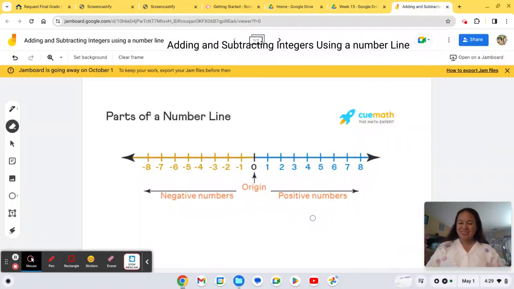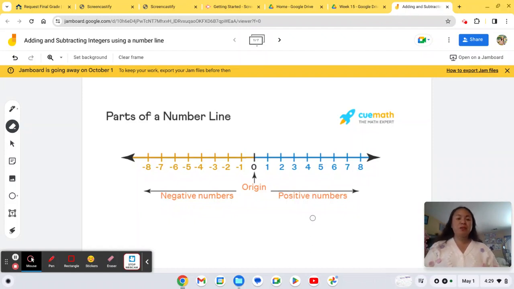Good morning, students. Today we're going to be talking about the number line and how we add and subtract using a number line. From our past lesson, we talked about a number line and its parts.